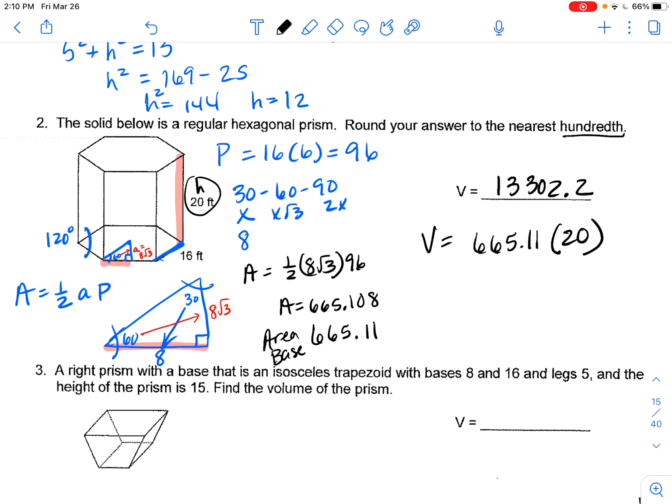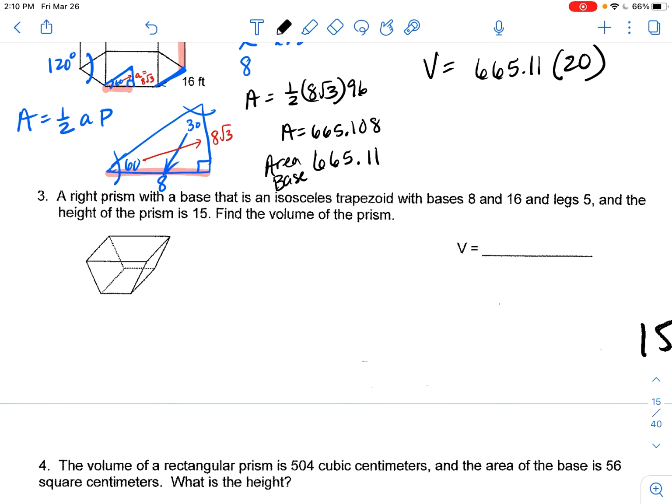13,302.2, and this is feet cubed. In the next example, this is the one that always stumps me a little bit. These are my bases, these trapezoids. In order to find the height, though, I need to find this distance here, the vertical, perpendicular to the flat surface here. So anyway, it says a right prism with a base that is an isosceles trapezoid with bases 8 and 16 and legs 5.